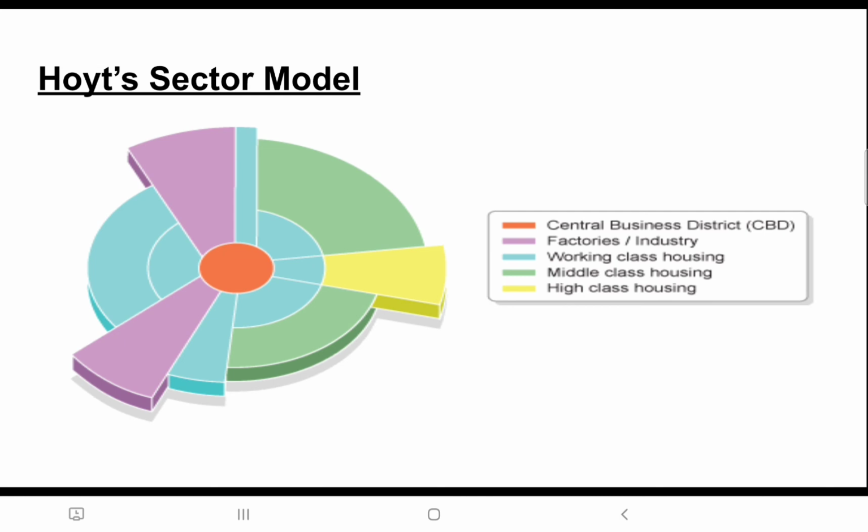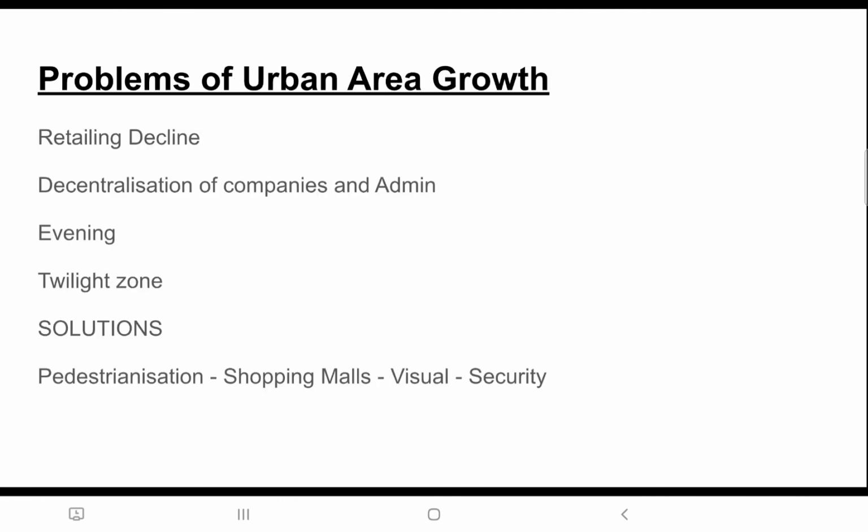So as you can see, we haven't got high class housing or middle class housing next to the factories and the industry. You've got the working class housing, which is closest to the factories and the industry, and the more affluent housing is moved further away from that. Okay, we do have some problems which are associated with the growth of urban areas.